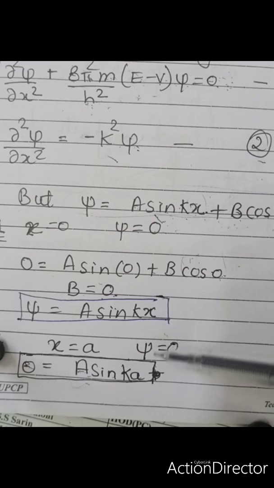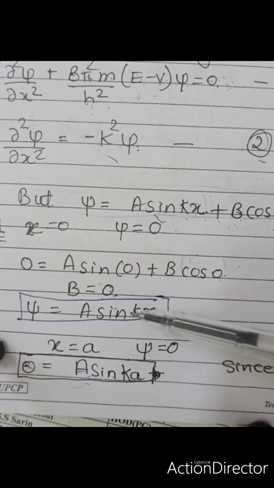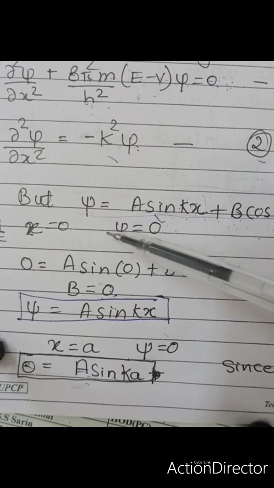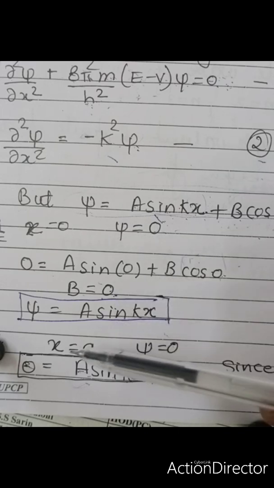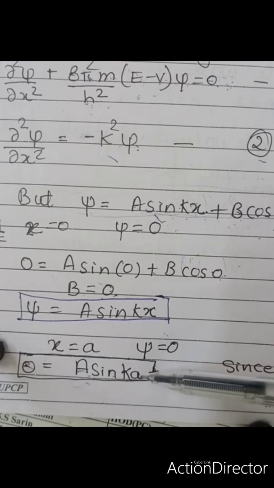So in that case we will say that A cannot be 0, because this we have already taken as 0. Now this again cannot be 0, otherwise psi will become 0. So in this we will be getting 0 is equal to A sine Ka.